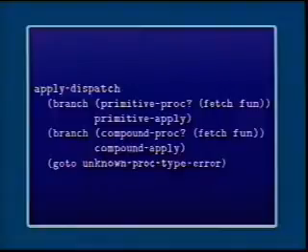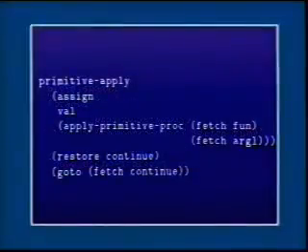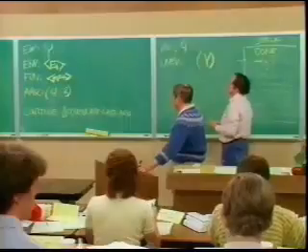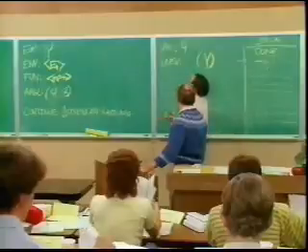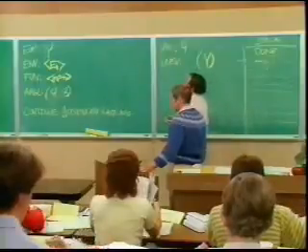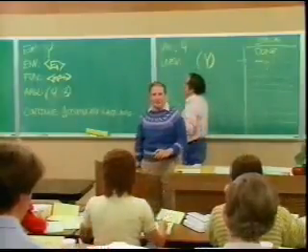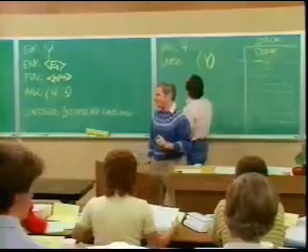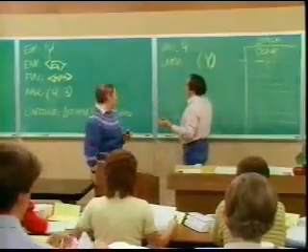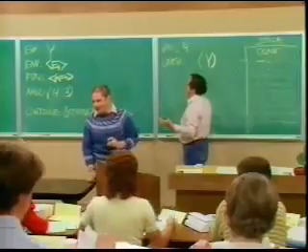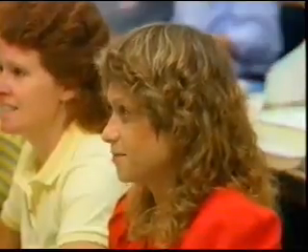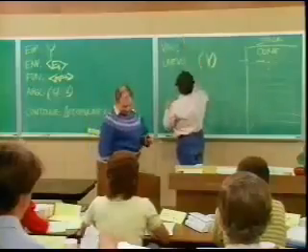So we go off to primitive apply, and it says assign to val the result of applying primitive procedure of the function to the argument list. I don't know how to add. I'm just an execution unit. Well, I don't know how to add either. I'm just the evaluator. So we need a primitive operator. Let's see. The primitive operator, what's the sum of 3 and 4? 7. Okay, 7. Thank you.